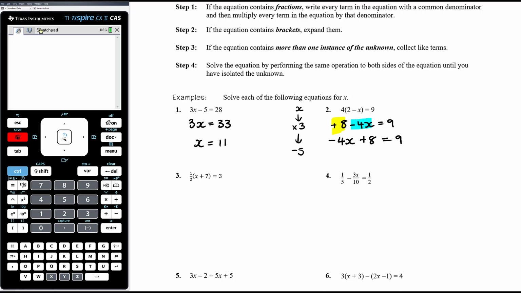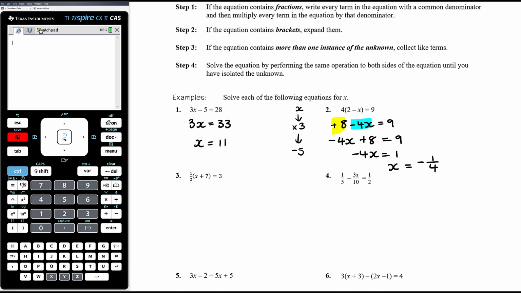Okay. So I'm going to take away 8 from both sides, so I get negative 4x equals 1, and then I'm going to divide both sides by negative 4, which is going to give me x equals negative 1/4. Now, whether you write 1 divided by negative 4, or negative 1 divided by 4, or negative 1/4, they are all the same thing, okay? Just be consistent about the way that you do it.